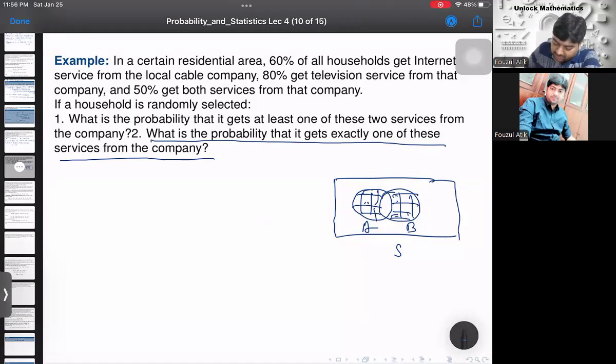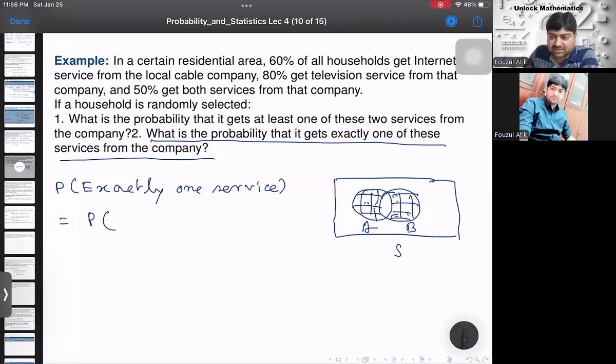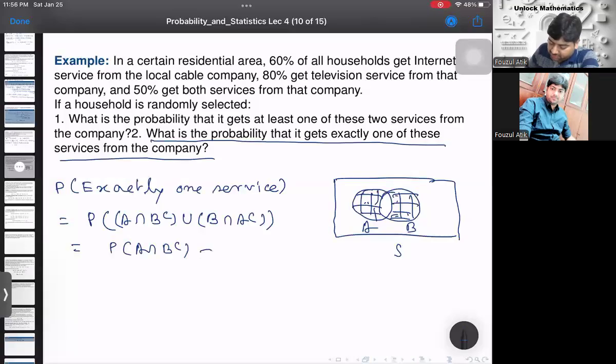So therefore, the probability of exactly one service is equal to the probability of either A intersection B complement, or B intersection A complement, right? And this is the sum of their probabilities by axiom 3. So it is the probability of A intersection B complement plus the probability of B intersection A complement.